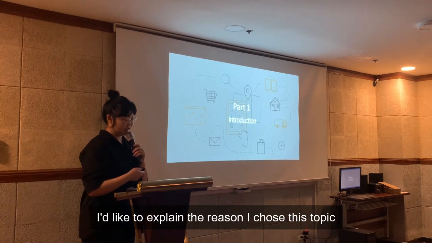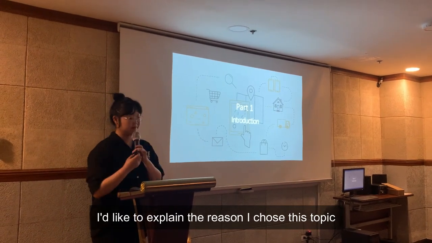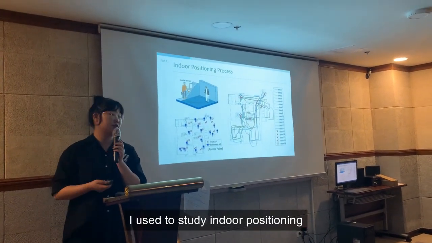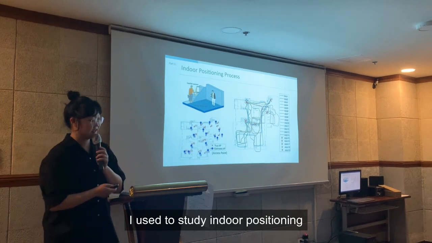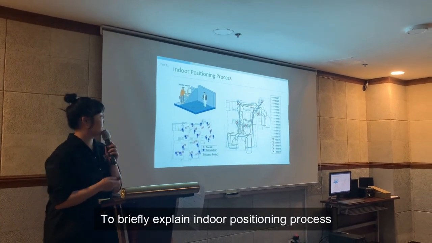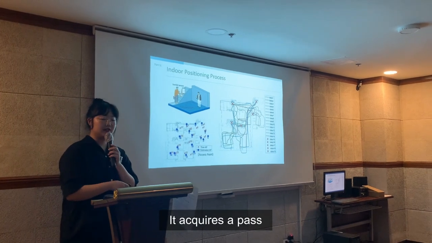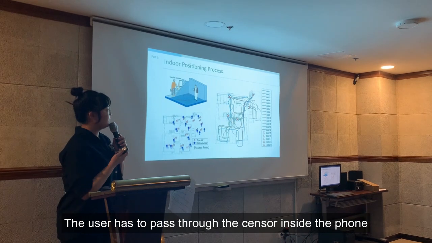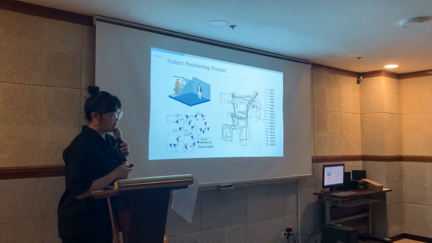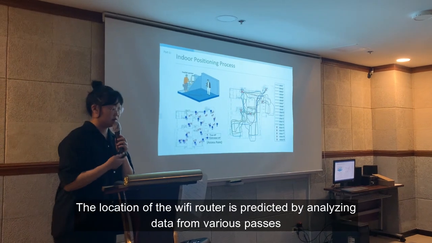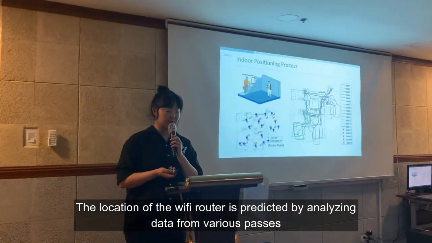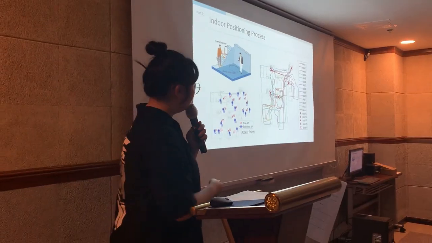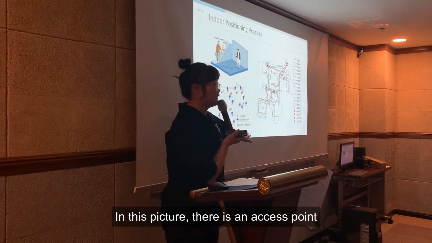I'd like to explain the reason I chose this topic. When I worked in a laboratory at my university, I used to study indoor positioning. To briefly explain the indoor positioning process, it acquires the path that the user has passed through using the sensor inside the phone. The location of the Wi-Fi router is predicted by analyzing data from various passes. In this picture, there is a concept of an access point.